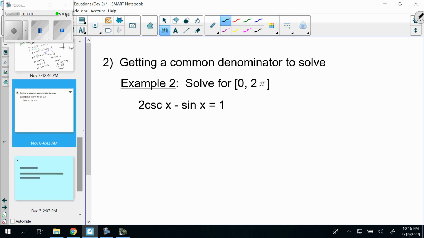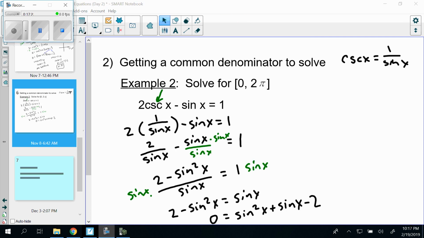All right, last problem. This one, again, we were going to look to get a common denominator. So why don't you start by looking what can we put in place of cosine x here, and see how far you can get this equation simplified knowing what cosecant equals. So pause the video and try it out. All right, let's see how you did here.